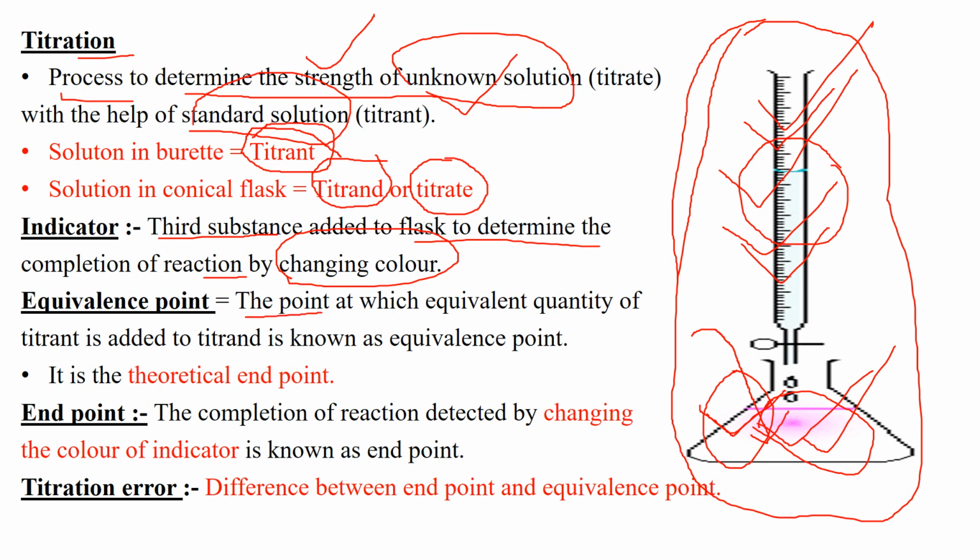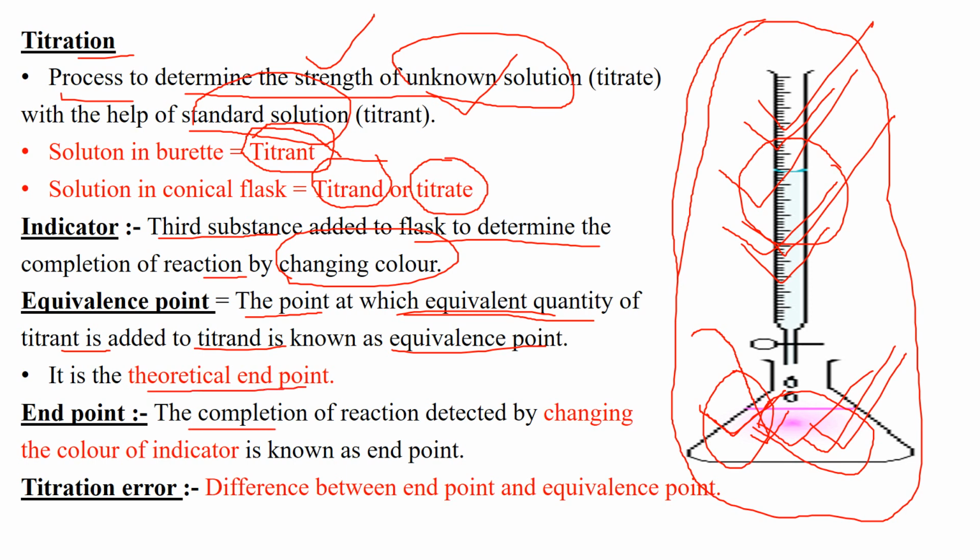Equivalence point. The point at which the equivalent quantity of titrant is added to the titrand is known as the equivalence point. It is simple, right? Here is the titrant and here is the titrand, and it is known as the theoretical endpoint.